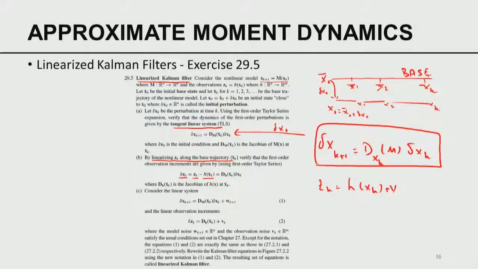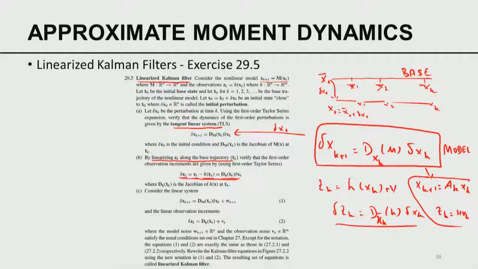What is x bar k? It is the base trajectory. To a first order approximation, I can say delta z_k is given by these first order quantities. So look at this now. I have this as the model equation. My observation equation is going to be delta z_k equal to, I'm sorry, this is not right, this is equal to the derivative of h at x bar k times delta x_k. So look at this. This equation looks like x_{k+1} is equal to A_k x_k. This equation looks like z_k is equal to H x_k. So you have a linearized observation, you have a linearized model.